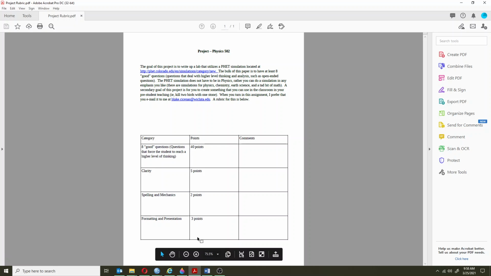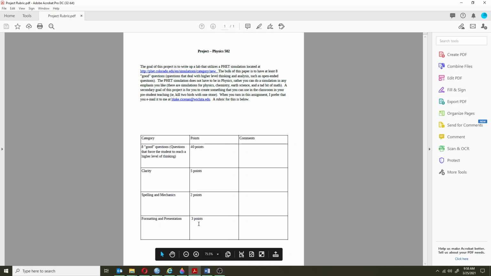Your project is only worth 5% of your grade, so it's not huge. It doesn't really take a lot of time, so that's why it's only 5%. Basically, you need 8 good questions. I need to see 8 analysis questions that explain things, and I'll give you an example in a moment. Then 5 points for clarity, and 2 for spelling, mechanics, formatting and presentation.